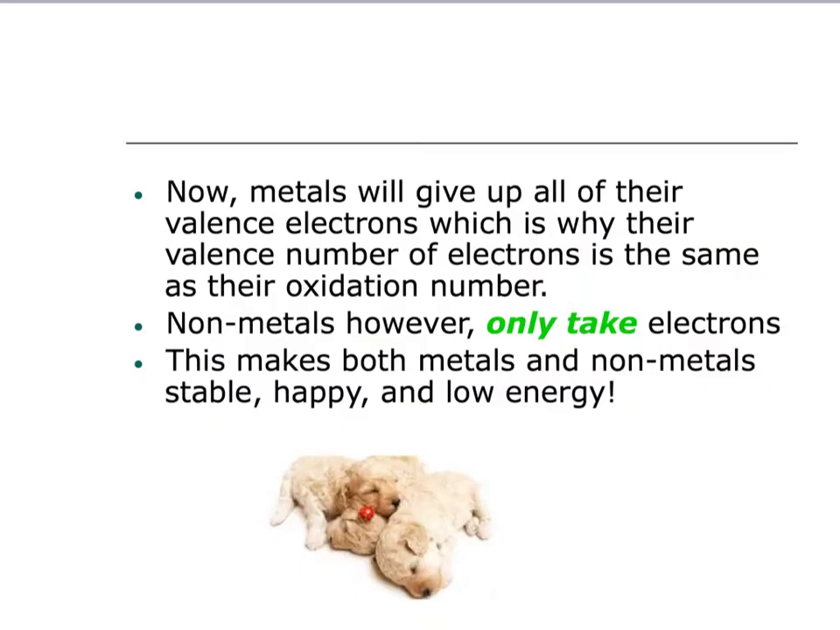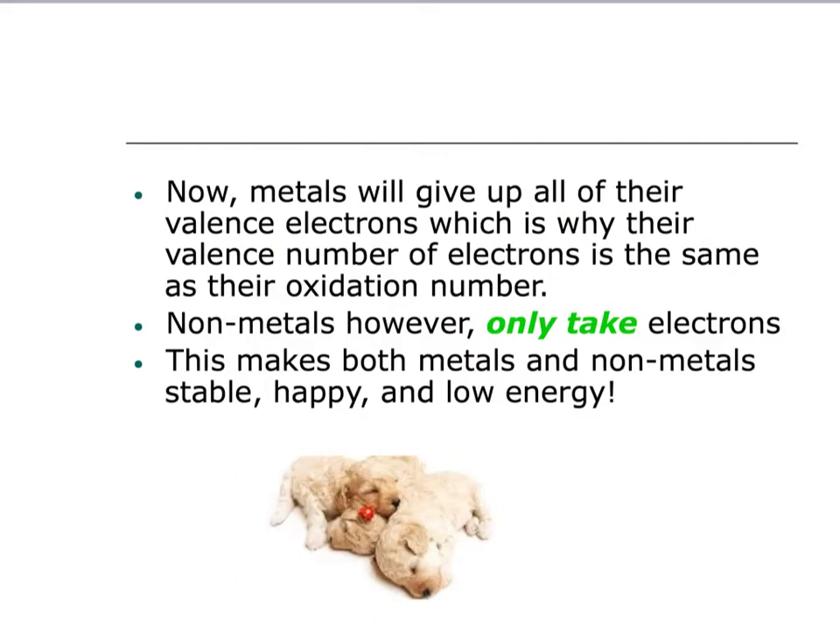Now, metals will give up all of their valence electrons. This is why their valence electron number is the same as their oxidation number. So I'll say that again. The metals want to get rid of all those valence electrons that are floating around that outer orbit. That is why their valence number is the same as their oxidation number. Nonmetals, however, that's not the case. Nonmetals will only take electrons. They're not going to give anything up. So this makes them happy and stable.